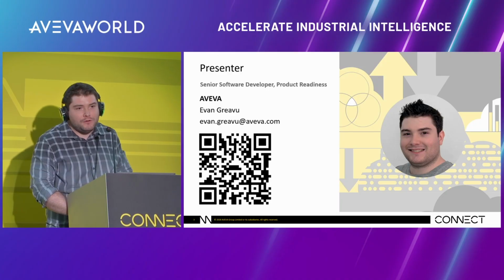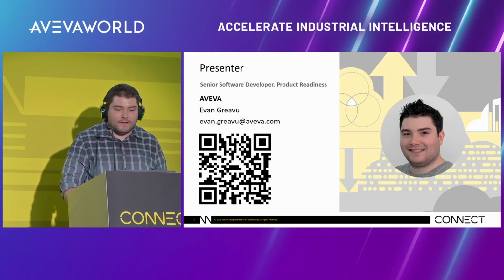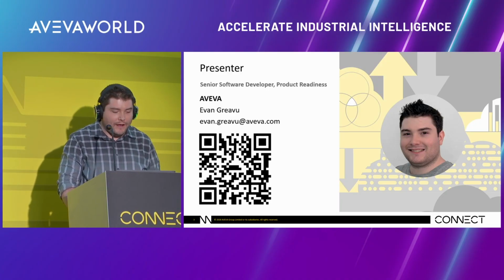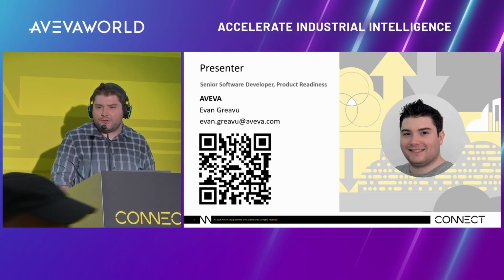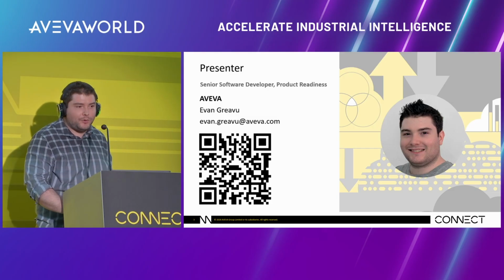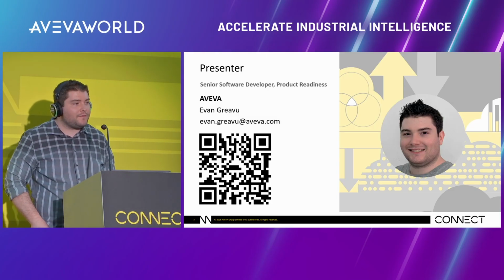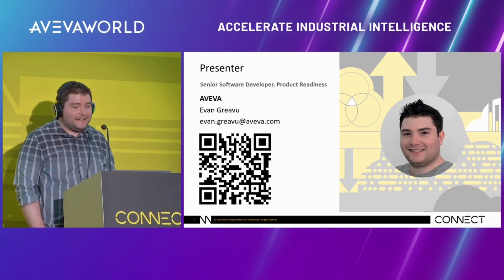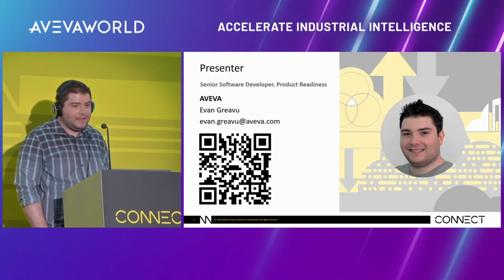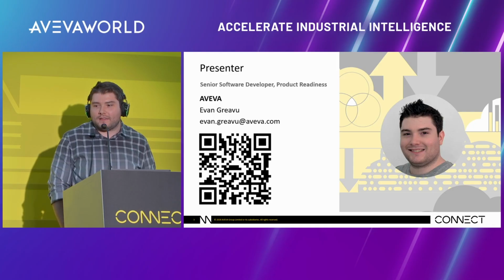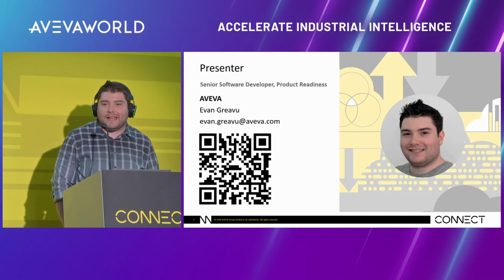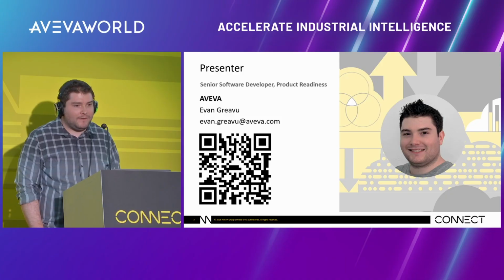So first, a little bit about me. I'm Evan Greavu. I'm based out of the Scottsdale, Arizona office in the U.S. I joined AVEVA in 2019. Initially I joined OSIsoft as part of PI tech support and provided PI tech support for a few years. Then I moved into R&D, and I'm part of R&D on a team called the Product Readiness Guild, and we do a lot of testing of new products, and we assist with early customer engagement and lighthouse programs, and we do a lot of testing of Connect.